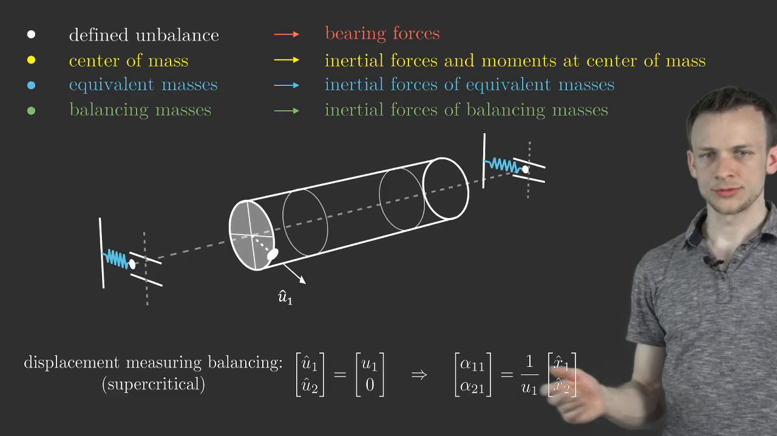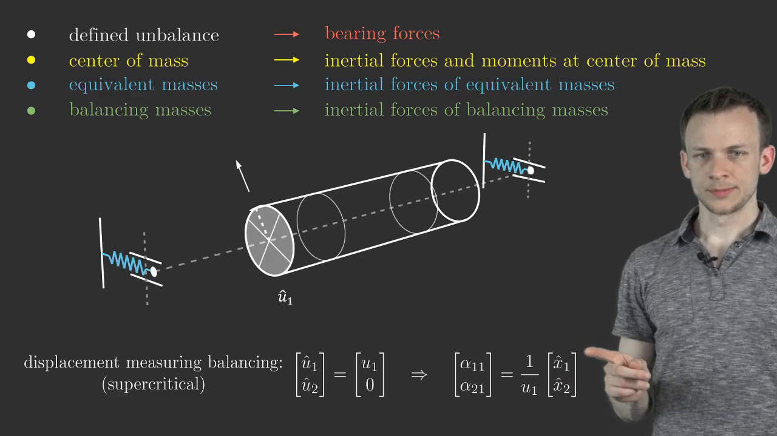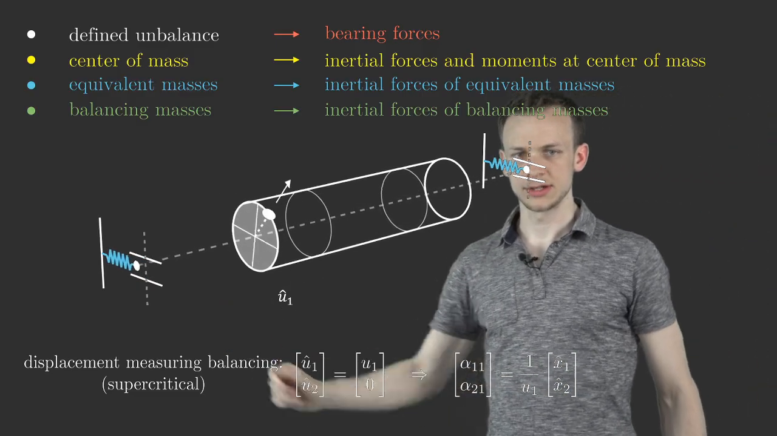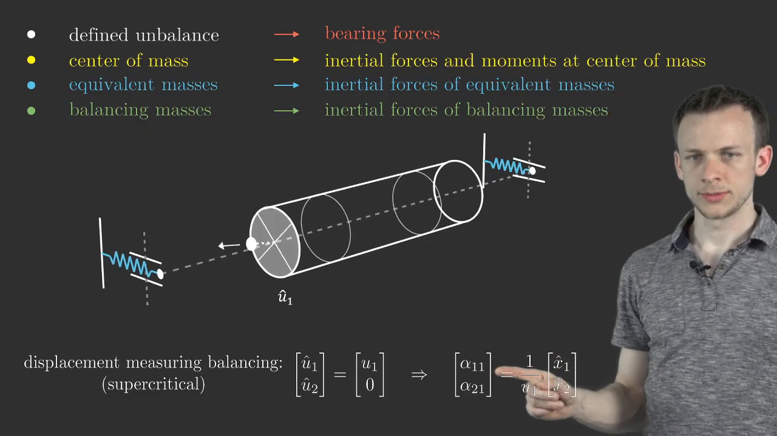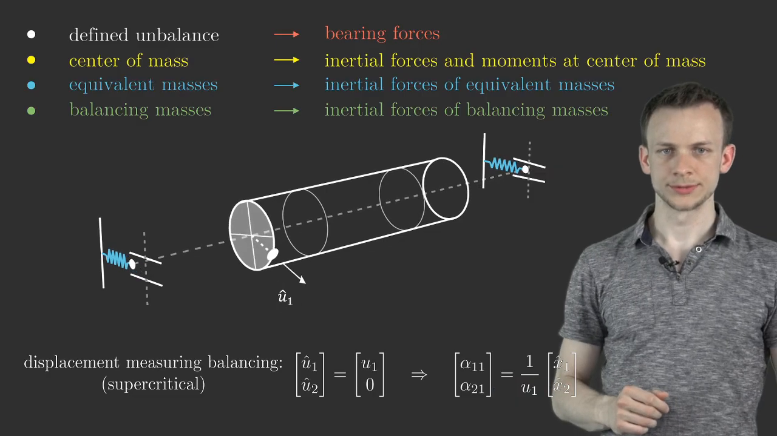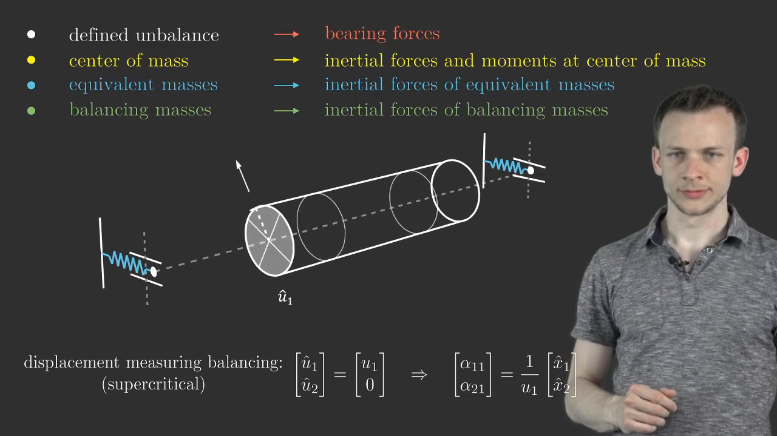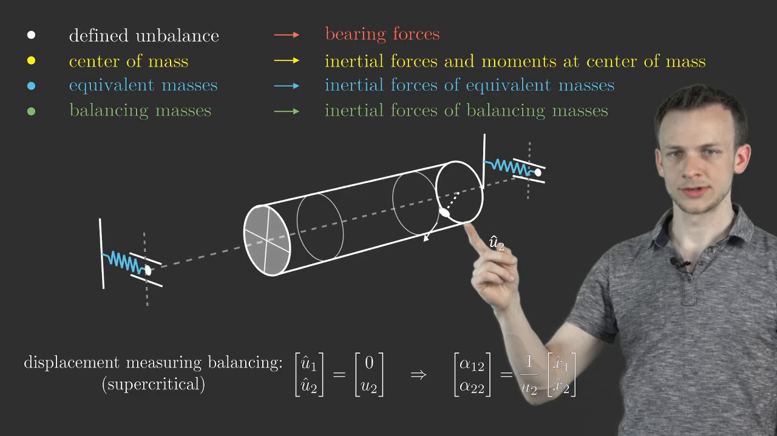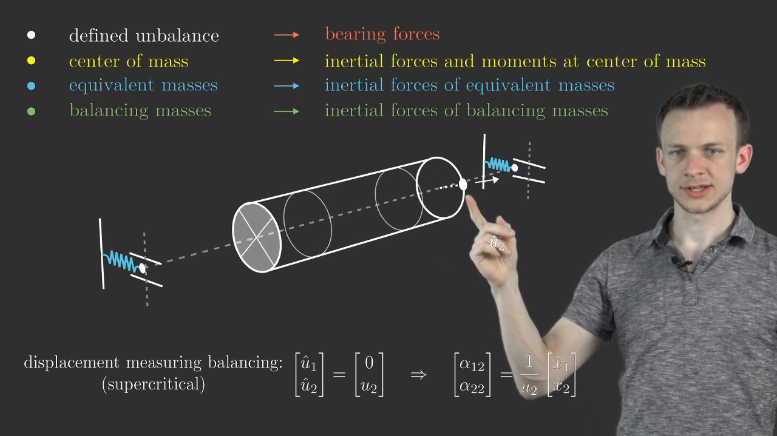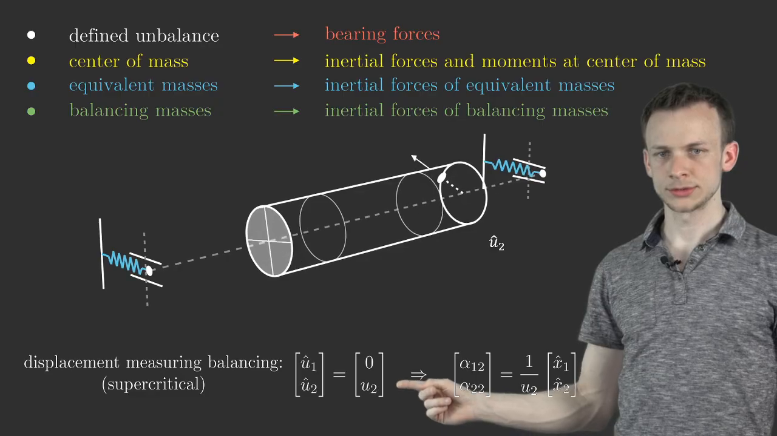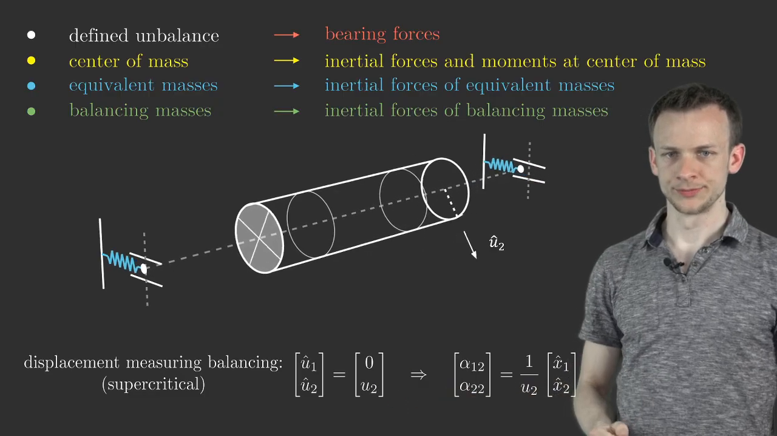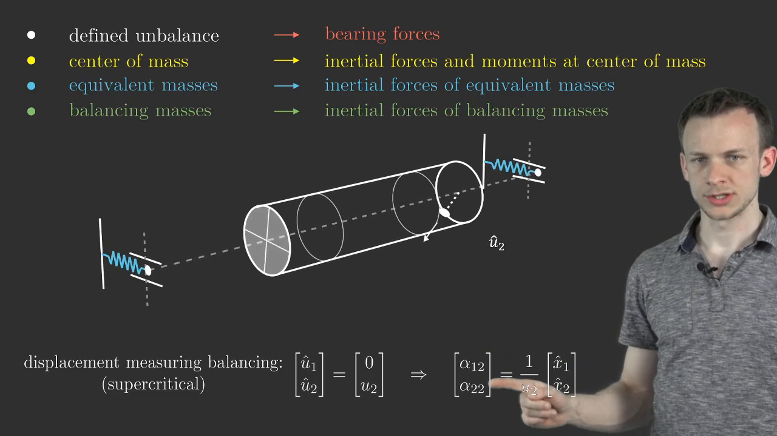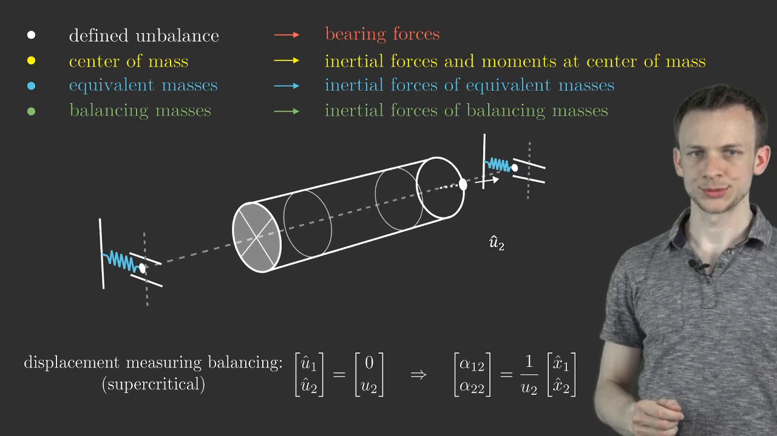And then we can use the formula from the slide before, measure x1 and x2, which are the displacements here and here, and determine alpha 11 and alpha 21. We do the same thing for the other side. So we again have a defined unbalance at this side, again with an angle of 0, so we have a real value here for u2. And then we can use the same formula, but now have an expression to determine alpha 12 and alpha 22.